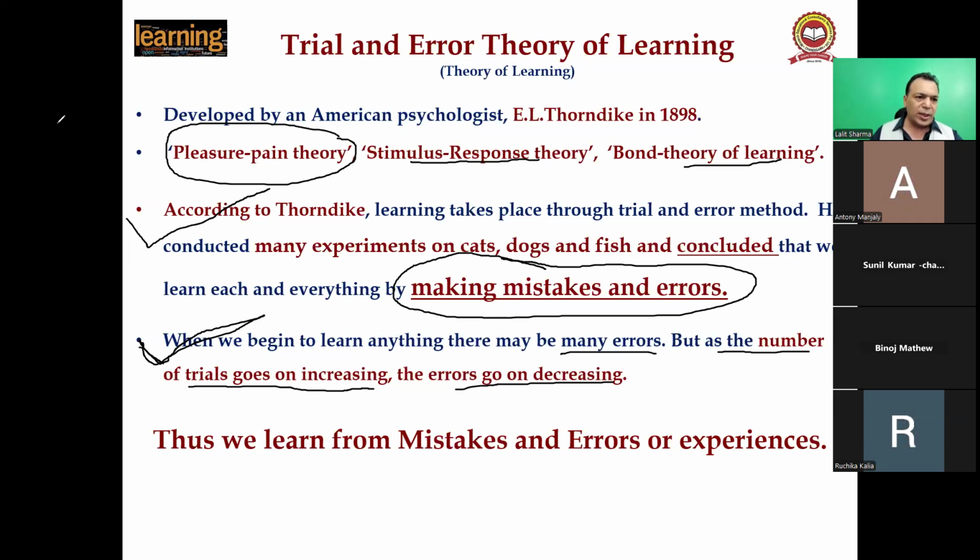So this is the theory of Thorndike. What Thorndike has said, we learn by making mistakes. We learn by trial and error. The more trials we do, when the trials go on increasing, then errors go on decreasing. Ultimately, what will happen? We will become trained. Means the child will become trained to learn. Right, guys?